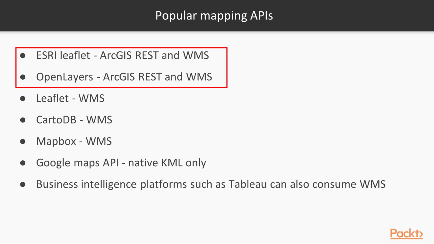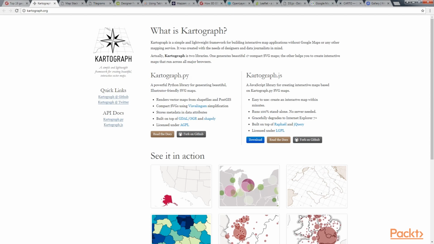So in this section, we'll be focusing on Esri Leaflet and OpenLayers. In the next video, I'll be demonstrating how to use Esri Leaflet, and then in the following video, I'll demonstrate how to use OpenLayers to consume REST services. Great. So in this video, we learned about some of the most popular web mapping libraries and which ones directly support ArcGIS REST services.